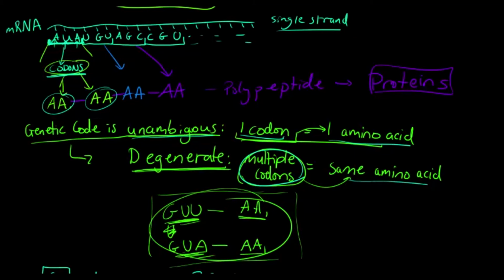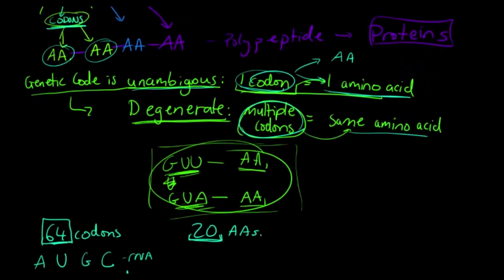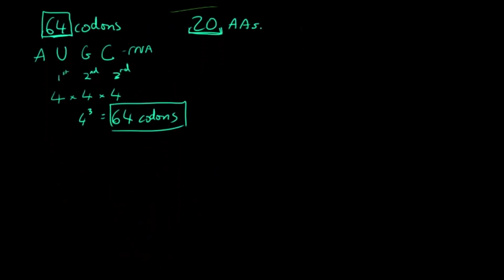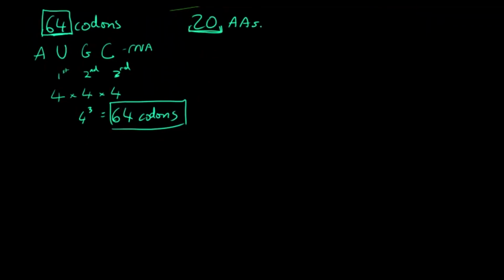So I guess a bit of clarification. One codon cannot mistakenly code for a different amino acid. It has to code for one specific amino acid. And then we know that there are 64 codons that code for the 20 amino acids, and that kind of proves the degeneracy of the codons, because 4 to the power 3 is equal to 64.